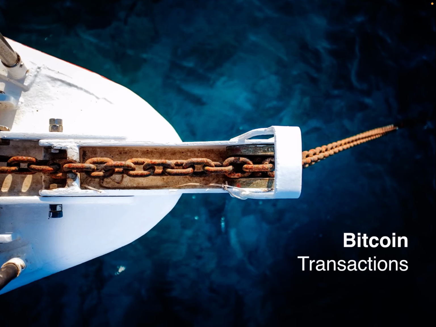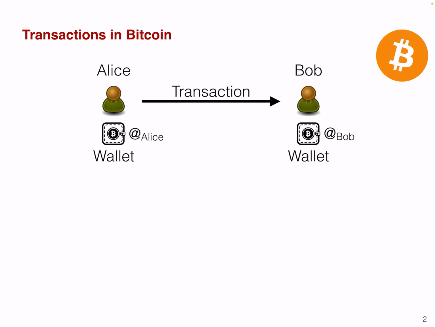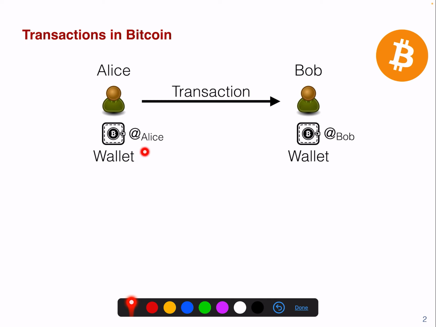Welcome back. Bitcoin transactions. A transaction in Bitcoin is a data blob that is signed by the sender and aims to transfer funds to a receiver. Here on the left side, we have our friend Alice. She has a wallet, which means she has a list of private keys and public keys, where the address is the hash of a public key. And Bob has the same, just a different private key, obviously.